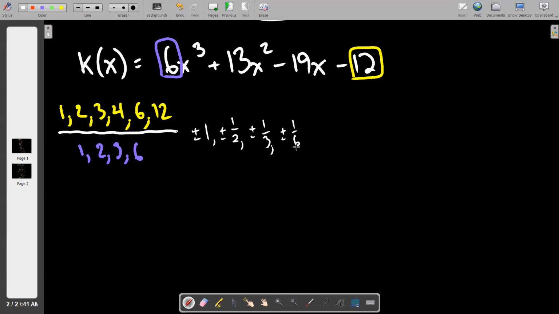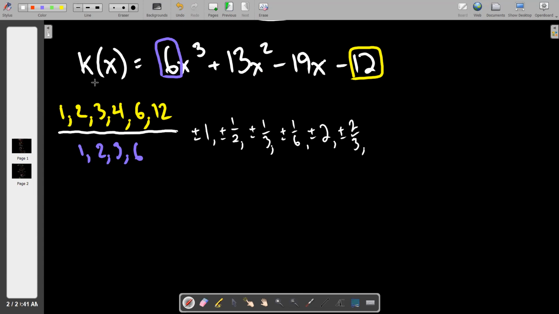Let's head on to the second guy, 2. What are his possibles? Positive-negative 2, because that's 2 over 1. Positive-negative 2 over 2 is a redundancy, so the next one is positive-negative 2/3. Got it? We did 2 over 1, 2 over 2, 2 over 3, and then the next one would be positive-negative 2 over 6, which is a repeat, because that's 1/3.